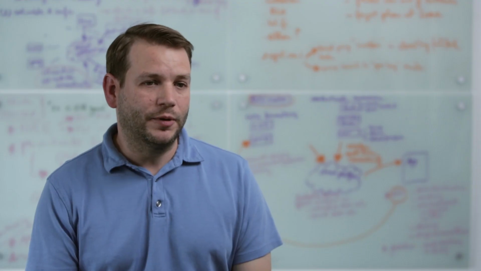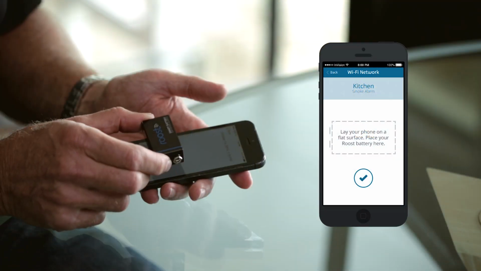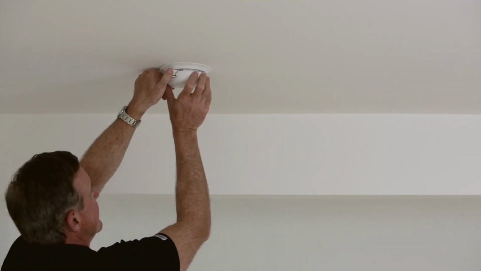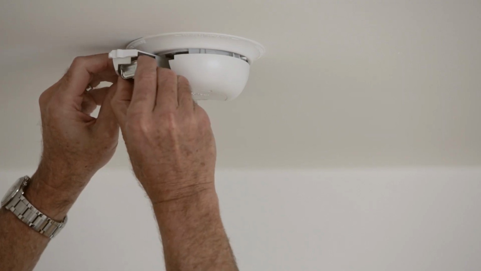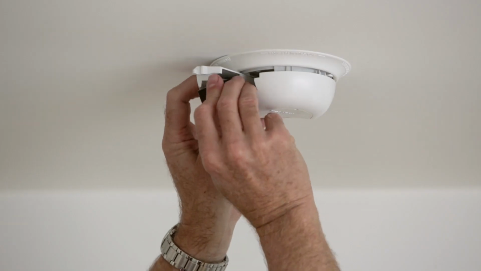Setting up Roost couldn't be simpler. You start by downloading the app and installing it on your phone. Then using the app, you connect the battery to the Wi-Fi access point in your home. Then simply remove the old battery and replace it with the Roost Smart Battery.